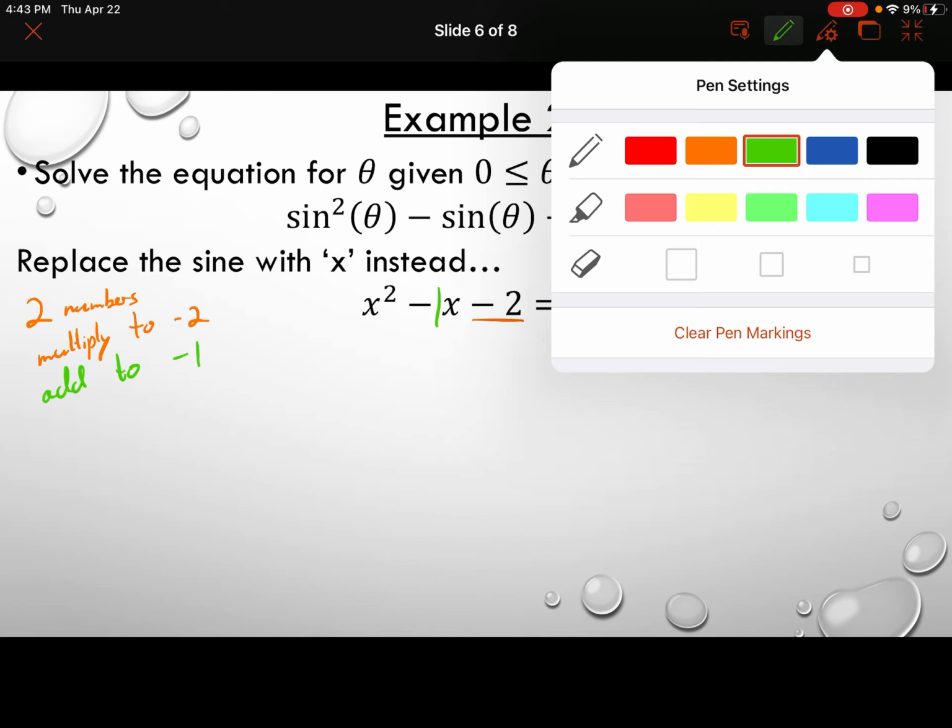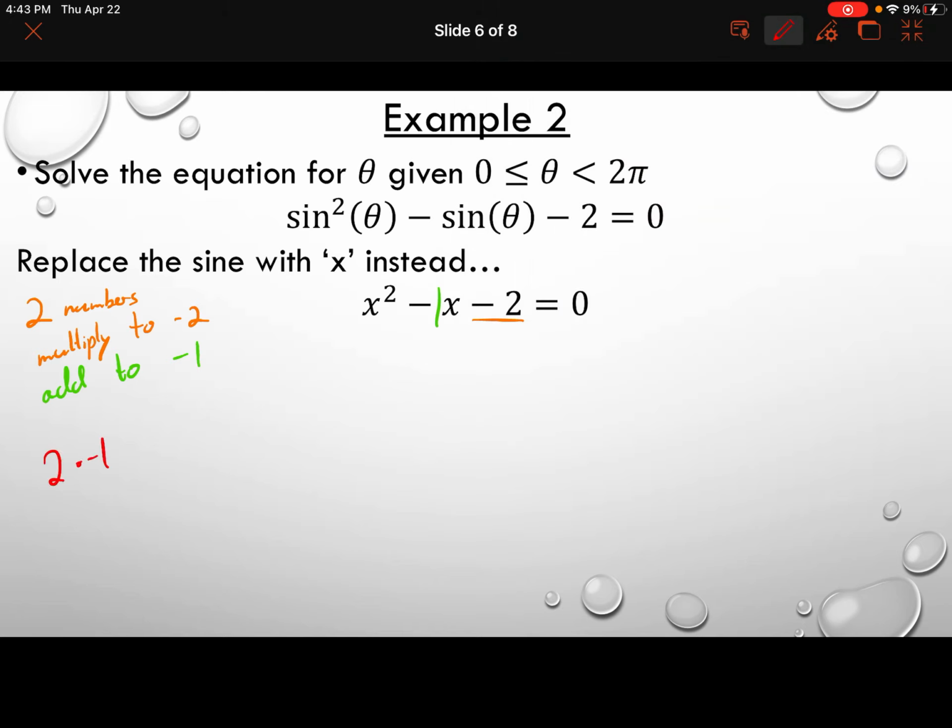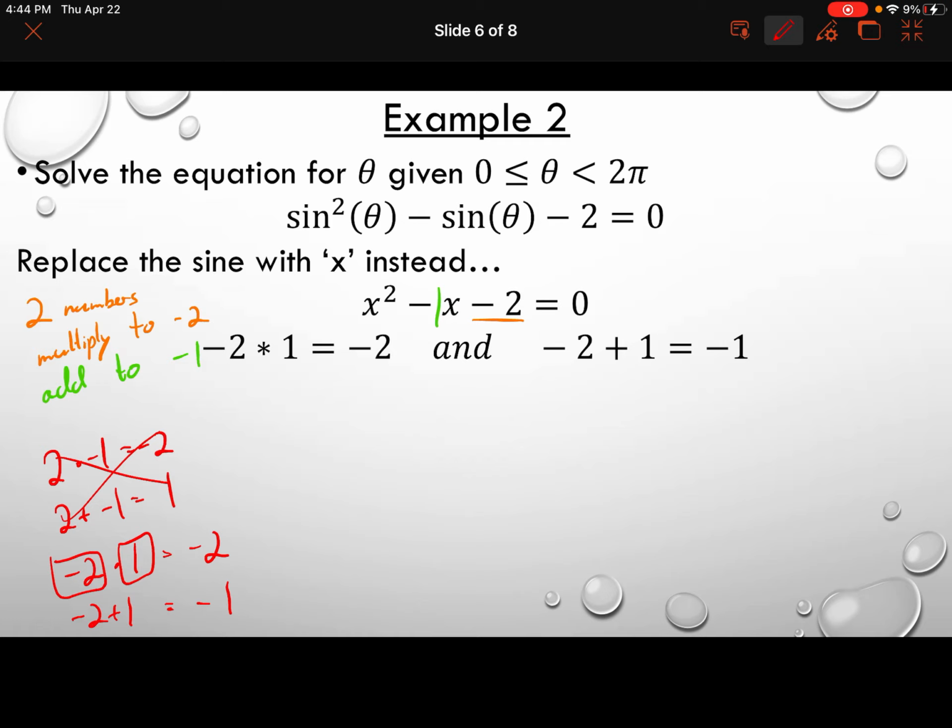Let's try that out. 2 times negative 1 is negative 2, but 2 plus negative 1 is 1, so that doesn't work. What about negative 2 and 1? Negative 2 times 1 gives me negative 2, and negative 2 plus 1 does give me negative 1, so that works. So our two numbers are negative 2 and 1. That means the factored form would be x minus 2 and x plus 1.